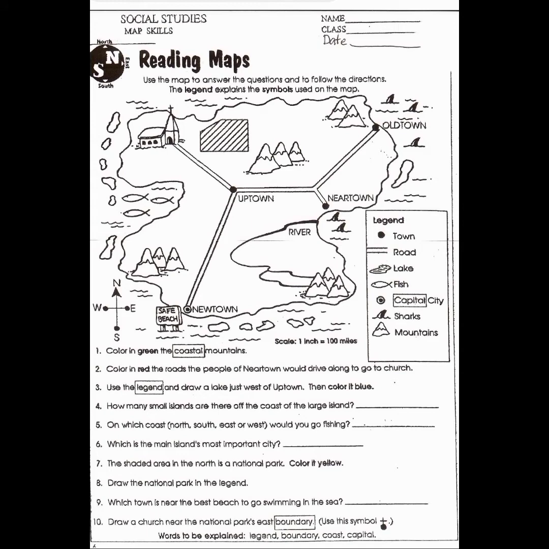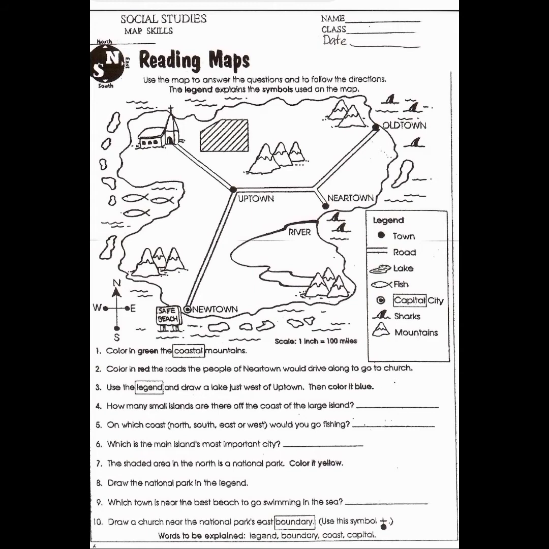Okay, so let's go up to the very top and look at reading maps. And at the top there it says, use the map to answer the questions and follow the directions. The legend explains the symbols used on the map. So looking at the top, that's what they want us to do. Now if you go down to the bottom, under number 10, it says words to be explained. And you got legend, boundary, coast, and capital. So I'm going to go over those words now so we understand them in order to answer the questions we have here.